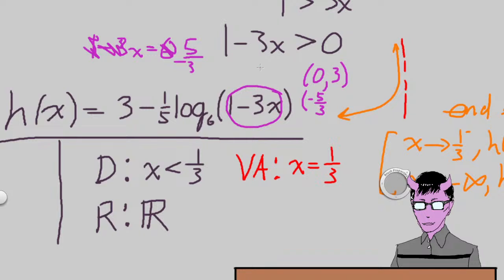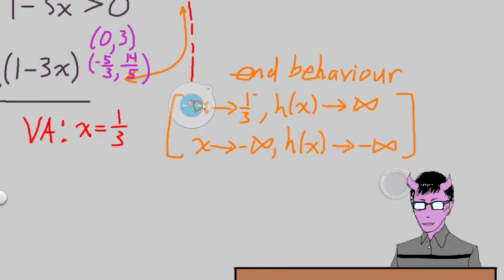So if we force this thing to be negative 6, this whole thing becomes positive 1. Positive 1 times negative 1/5, so 3 minus 1/5. That is equal to 3 times 5 is 15. 15 minus 1 is 14.